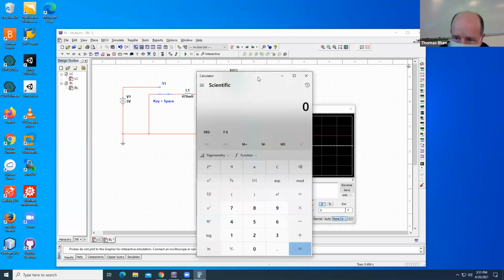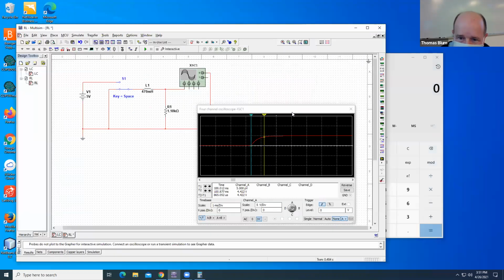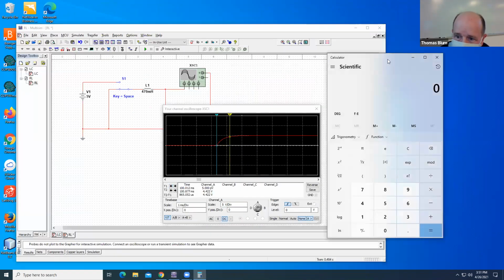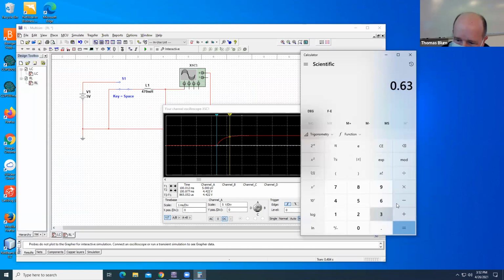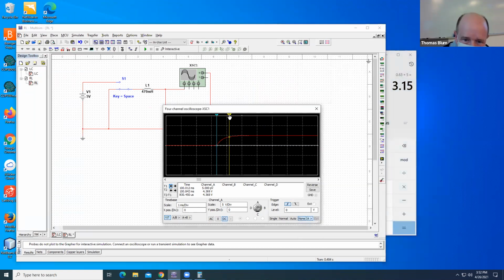So 63% of 5. Again, we played this game before. 0.63 times 5 is 3.15. So I want this voltage to be 3.15. It's 379. I'm looking for 315. And then I find the one that is closest, 313. Okay, I figure that's pretty close.